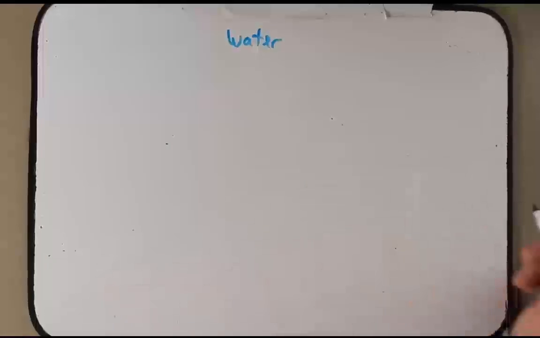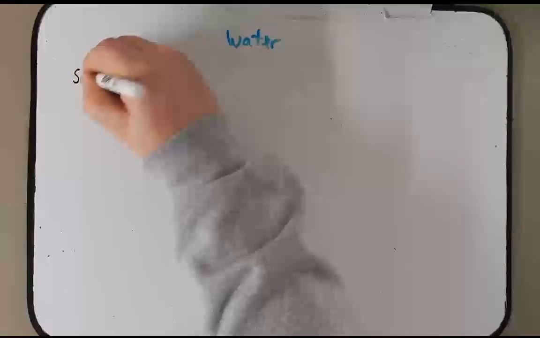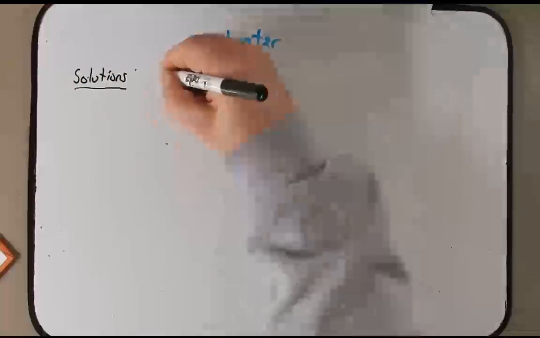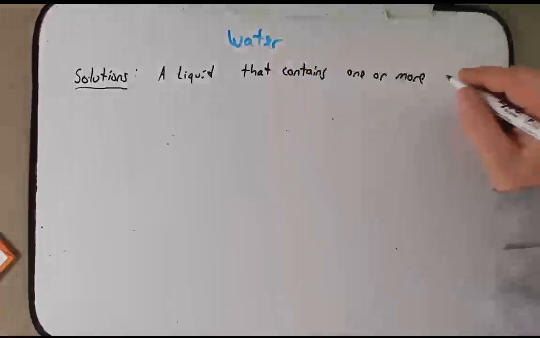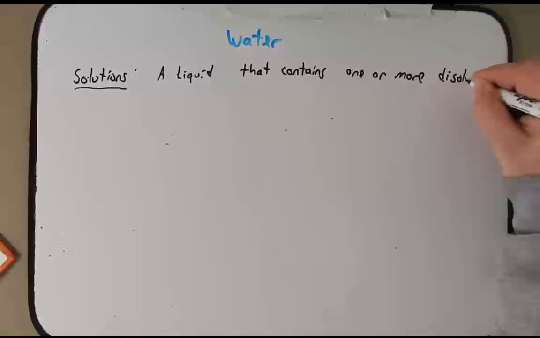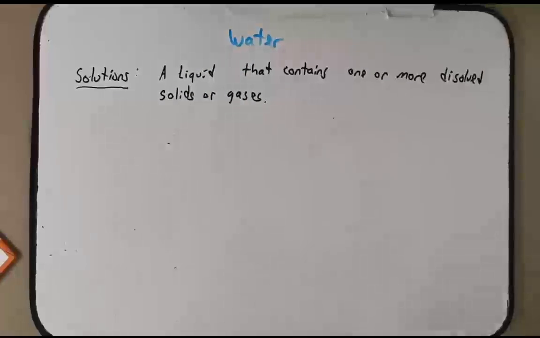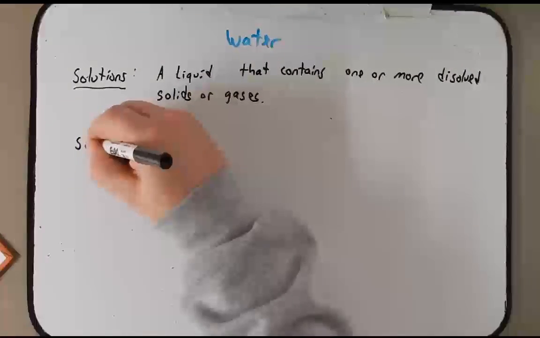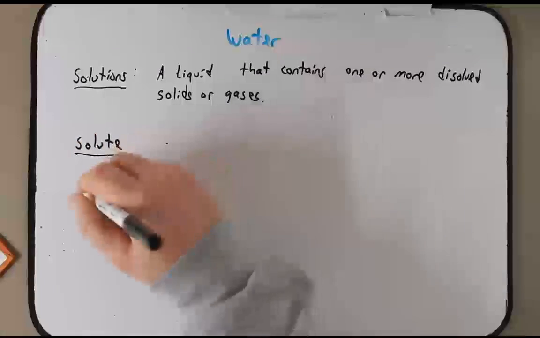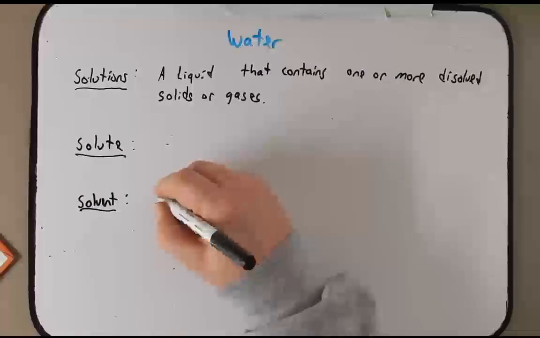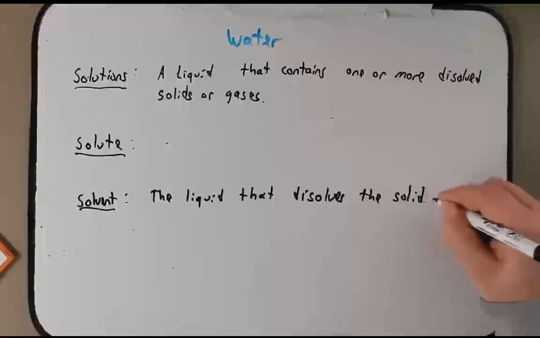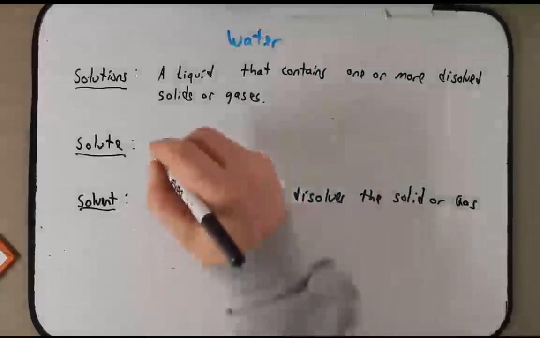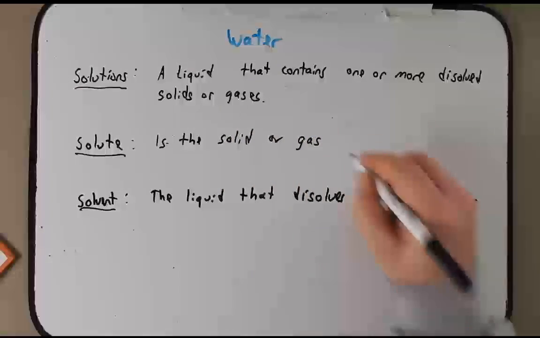Now, I've used some terms in the past several minutes that I haven't properly defined, so I want to take some time now and talk about solutions. A solution is a liquid that contains one or more dissolved solids or gases. So what are the parts of a solution? There are two parts. There's the solute, and then there's the solvent. The solvent is the liquid that dissolves the solid or gas, whereas the solute is the solid or gas being dissolved.